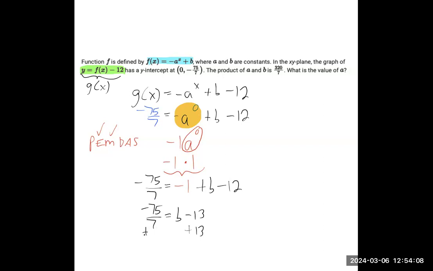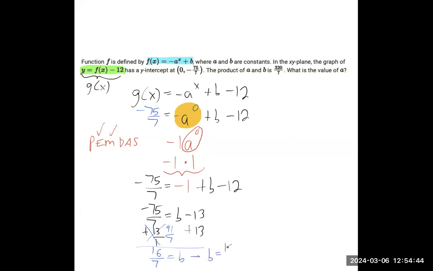And 13 is really what number over 7? So for now, let's write it as 13/1. We can multiply by 7/7 to get a common denominator, and it's going to become 91/7. So we've got -75/7 plus 91/7 is going to give us 16/7. So we've got 16/7 equals b, and we figured out what b is.